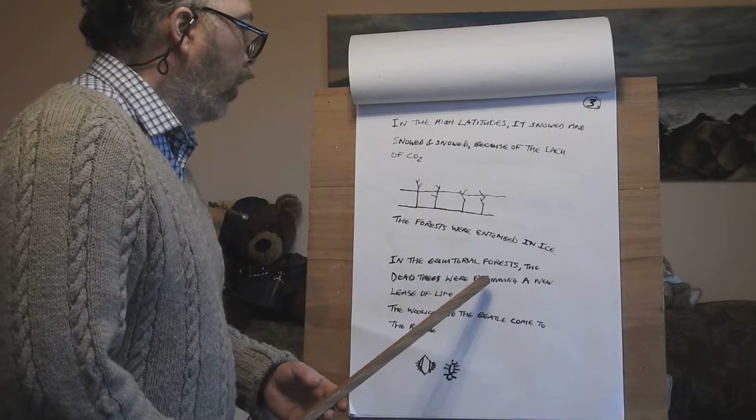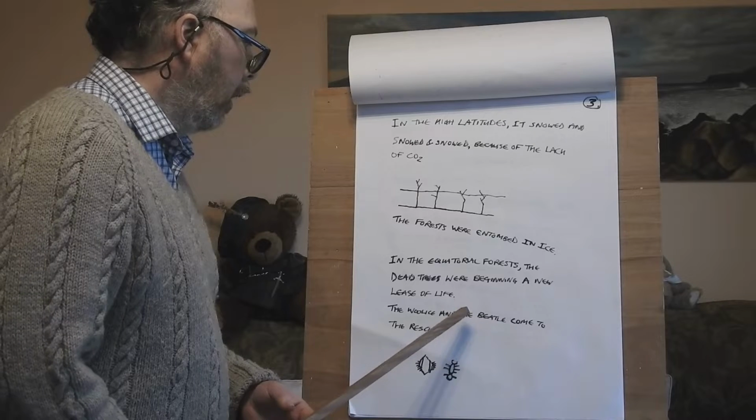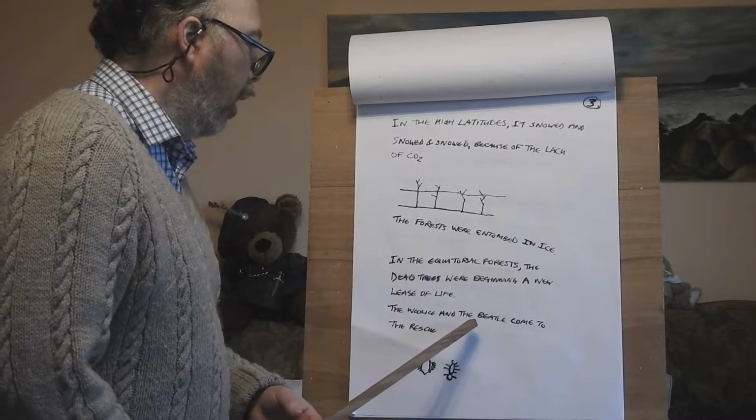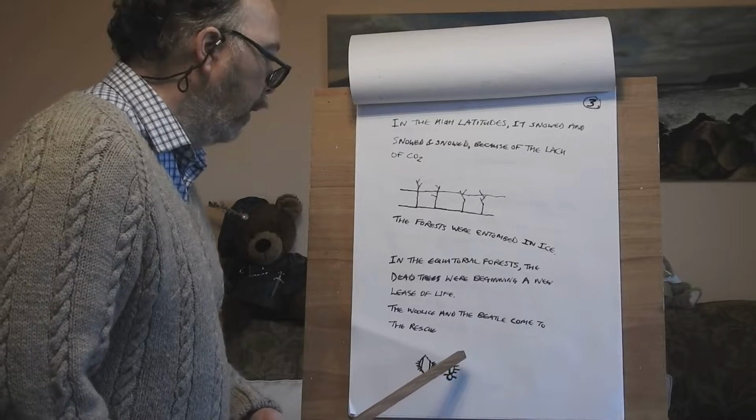In the equatorial forests, the dead trees were beginning a new lease of life. The woodlice and the beetle come to the rescue. So here's your wee woodlice and there's your beetle.